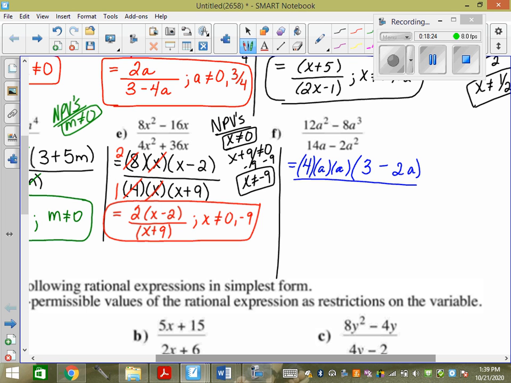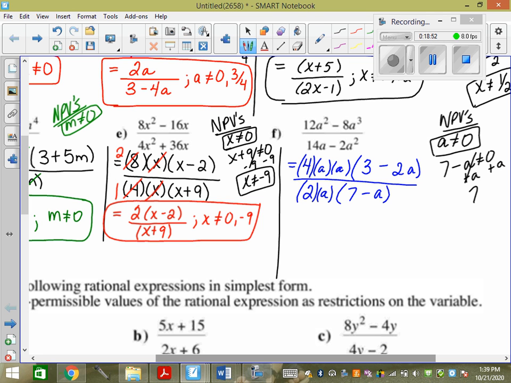Over, I can take a 2a out. 2a out of 14a is 7. Minus 2a out of 2a squared is an a. So when I go to do my NPVs, I'm going to get a cannot equal 0. And I'm going to get 7 minus a cannot equal 0, and I can just add the a over. 7 cannot equal a.